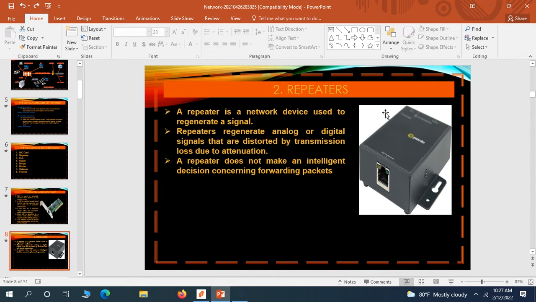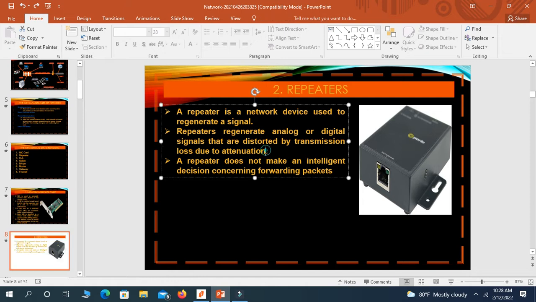Okay, then we have repeaters. A repeater is a network device that is used to regenerate a signal. Repeaters regenerate analog or digital signals that are distorted by transmission loss due to attenuation. A repeater does not make an intelligent decision concerning forwarding packets. Fair enough.